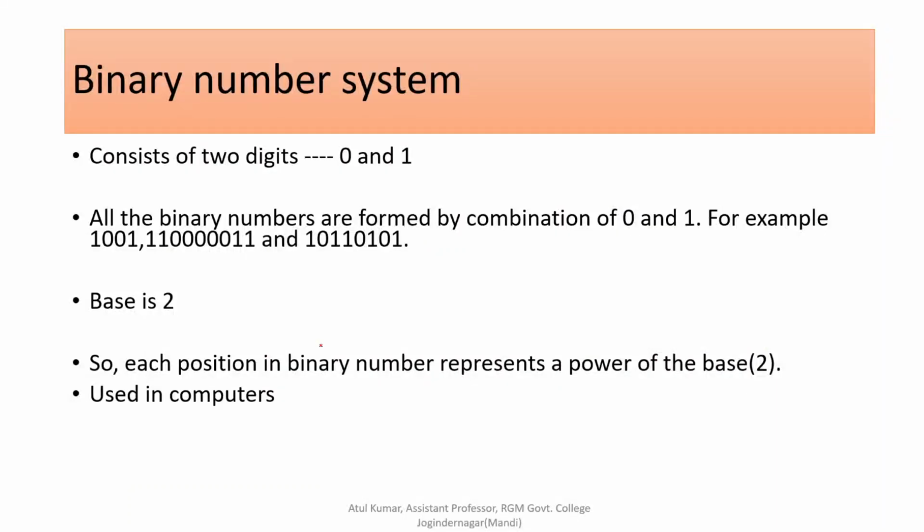The second number system is binary number system, and it is very widely used in our computers. It contains only two digits, that is 0 and 1, so its base is 2. The total number of digits in any number system represents the base of that number system. All the binary numbers are formed by the combination of these two digits 0 and 1. For example, 1001 is a binary number.